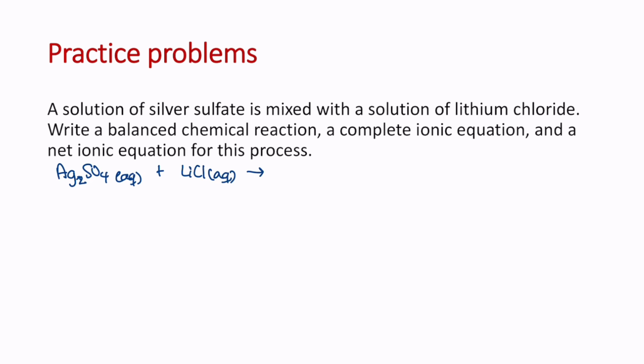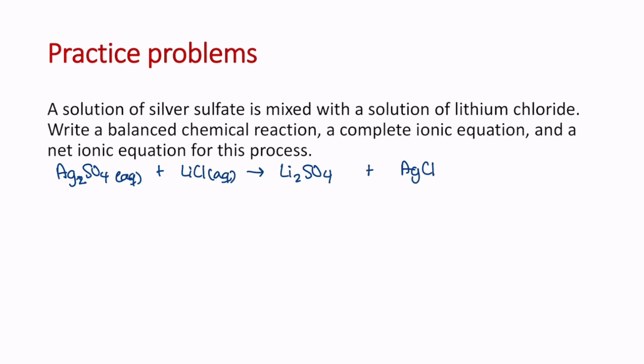So I can recognize that this is a double displacement reaction where lithium and silver are going to switch partners. So lithium is going to go with sulfate and silver is going to go with the chlorine. Sulfate is -2, lithium is +1, so that's why I put a Li2 there. Silver is +1, chloride is -1, so that is charge neutral as I have it written.